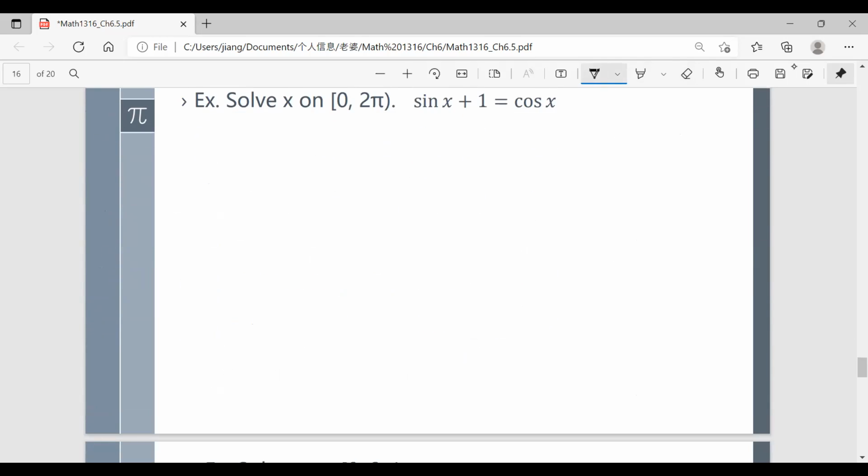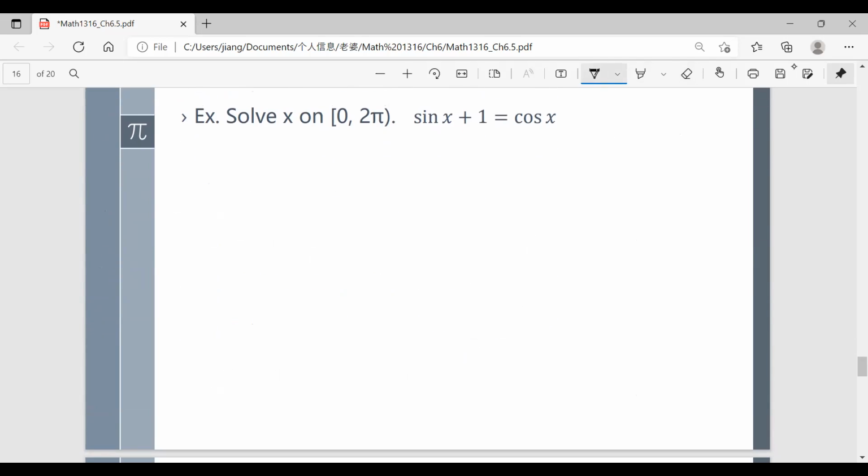Solve for x on the interval 0 to 2 pi: sine x plus 1 equals cosine x. This one is a hard one. We need to square both sides.